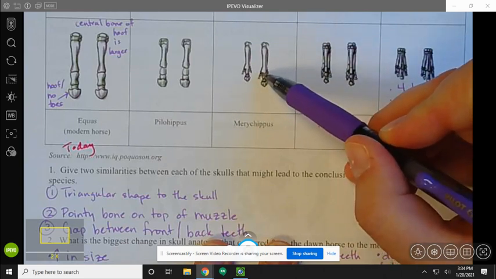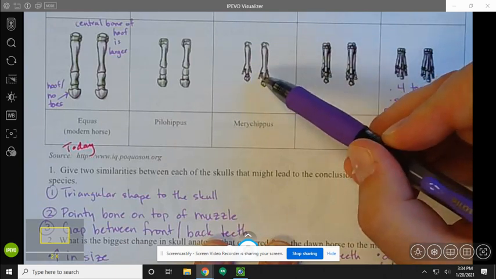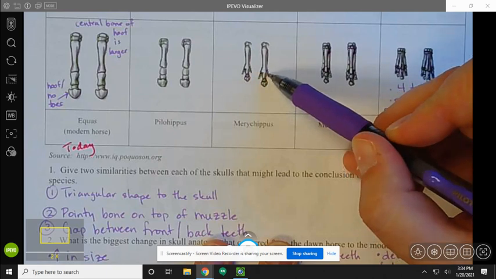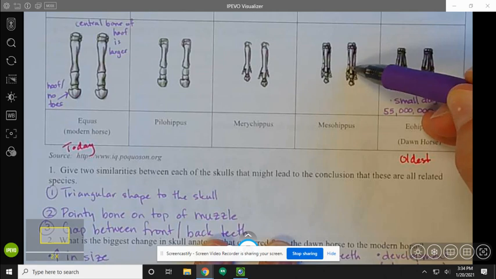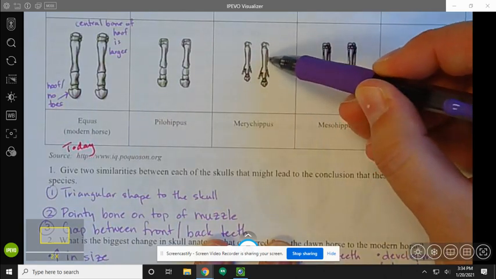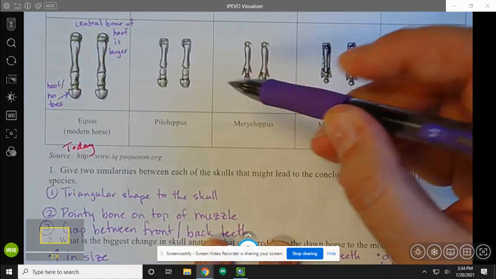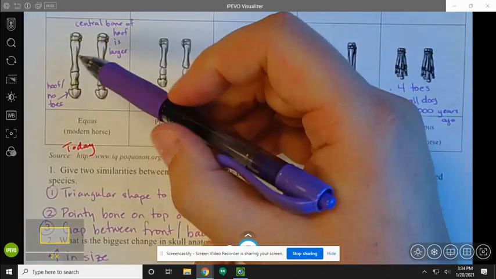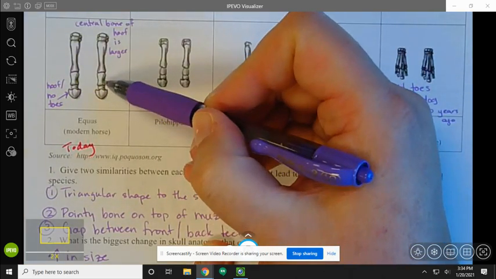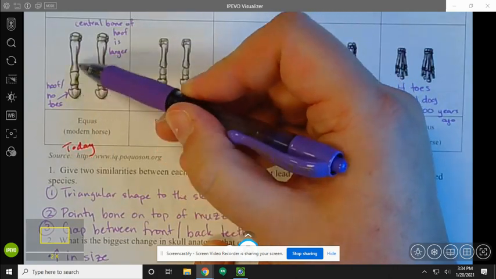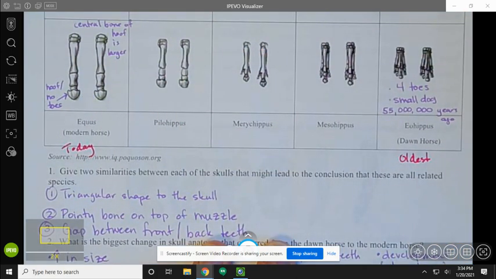Here, this is much thicker, and this is much smaller. You can see that they're not nearly as far apart or as distinct here. They're kind of all together, so they're fusing together. And then here, they've completely fused. And here, not only have they fused or joined together, but they're also much larger, much sturdier.